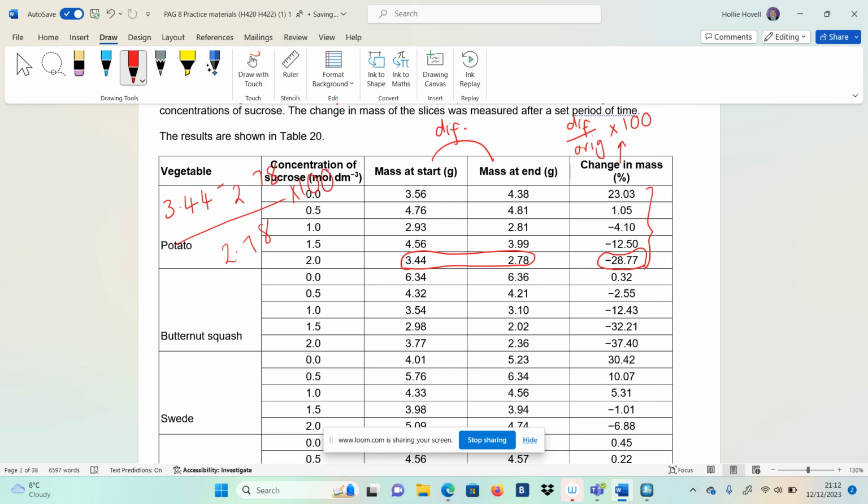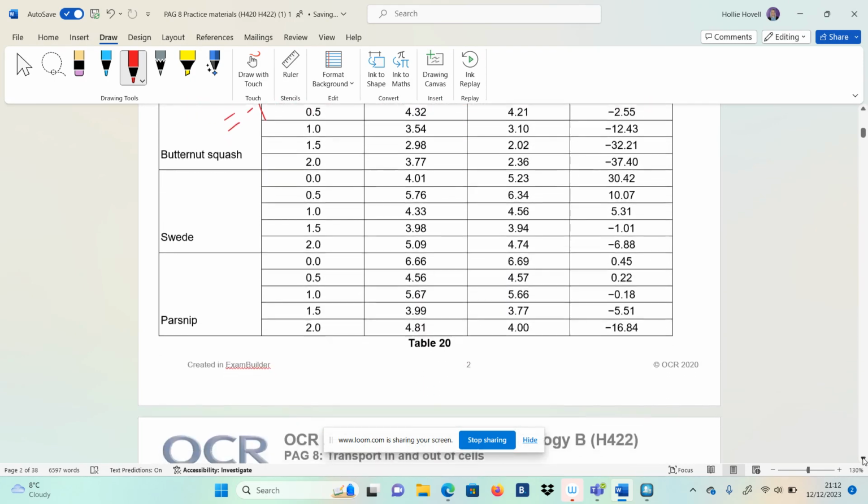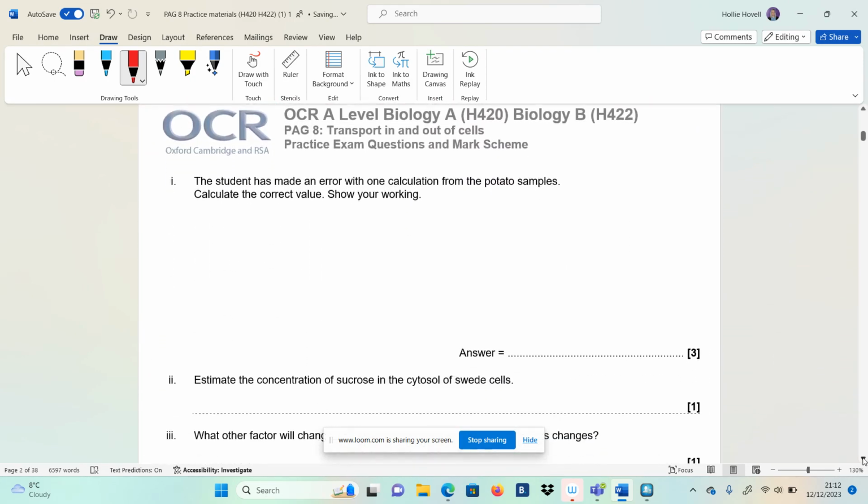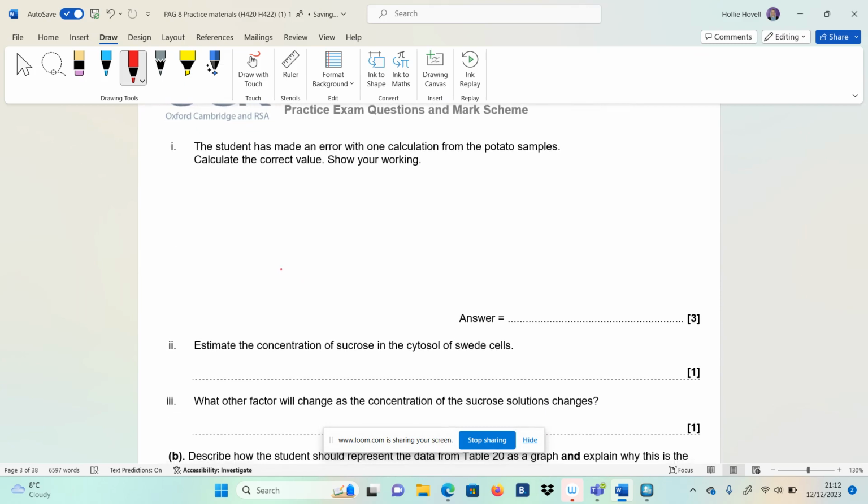And then you should find that that equals minus 19.19. Okay, so minus 28.77 was wrong. All right, so it's just a case of knowing how to work out percentage change. You don't just need to work it out for your PAG, you need to actually be able to do it for the exam as well. They might ask you questions about it. So minus 19.19.